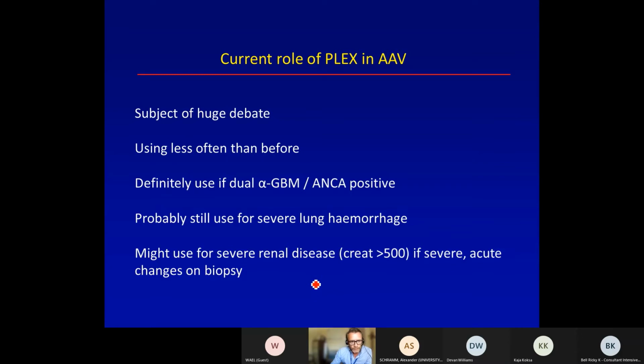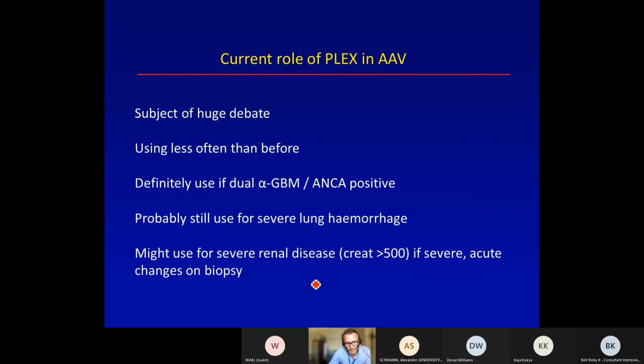We're certainly using it less often than we did before. We would still definitely use it if the ANCA-associated vasculitic patient also has antibodies against anti-GBM disease, which does happen. We would probably still use it for patients with severe lung hemorrhage, certainly those patients who required respiratory support. We would, I think, still use plasma exchange. Having said that, there are centres in the UK who are not doing that anymore. So it is really very contentious at the moment.